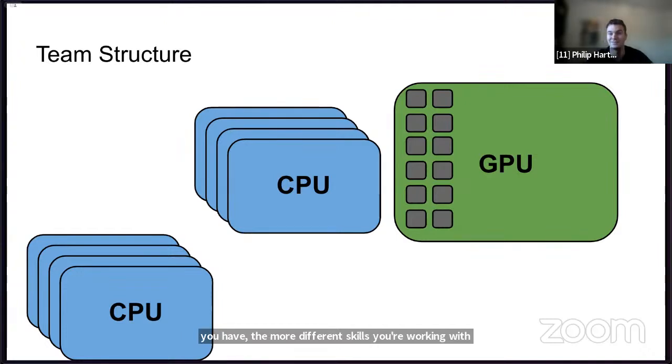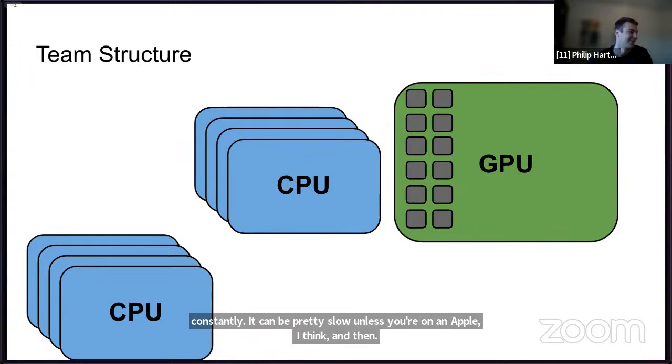And this analogy still plays here, where you have a long time when you send programs, or information, to and from the GPU and the CPU. That can be your bottleneck. If you're running a whole program on a GPU and you've programmed it that way, then you're good to go. But if you're passing information back and forth constantly, it can be pretty slow, unless you're on an Apple, I think. And then, well, now the analogy kind of breaks down.